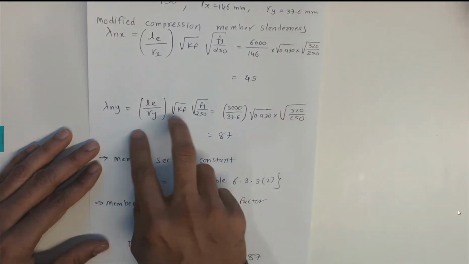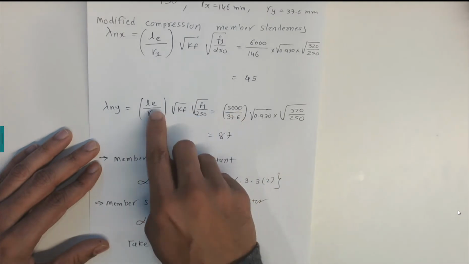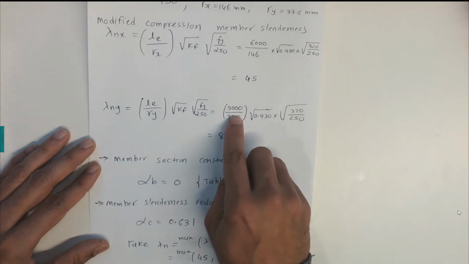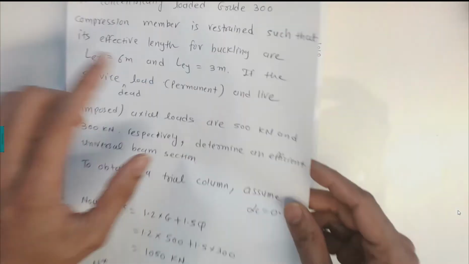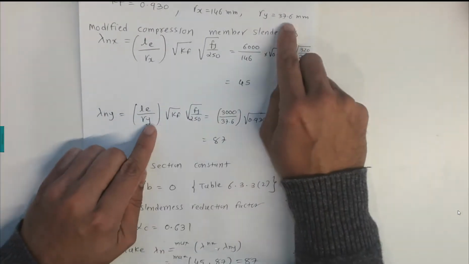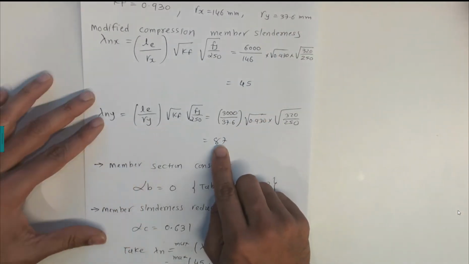Lambda NY, respectively, we just need to take the different LE and RY values. LEY is 3000 millimeters, given in the question, and RY we found 37.6, which gives us 87.